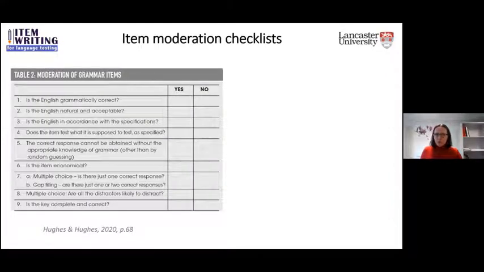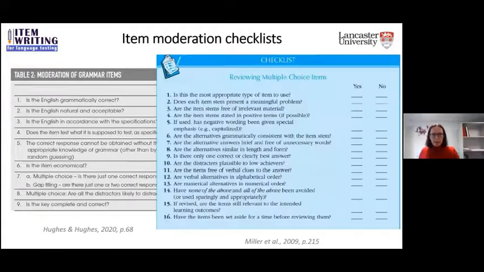And I'm sure you've come across such moderation checklists before, or you might even be using them in your organization already. And there are examples of moderation checklists in the literature. This one comes from Hughes and Hughes, a recent book, and this is for moderating grammar items. And this one comes from Miller and colleagues, and this is for moderating multiple choice items. This second one doesn't come from language testing, it comes from an educational measurement book, but I find it very useful because some pieces of advice apply to all items of a particular type, to multiple choice, for example.